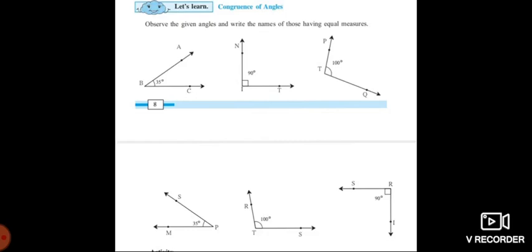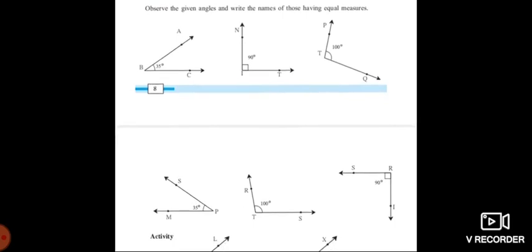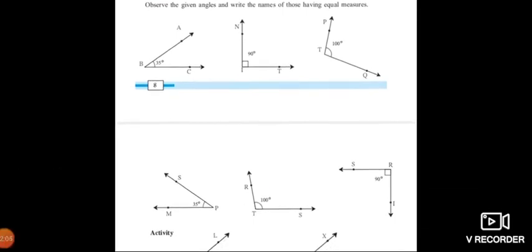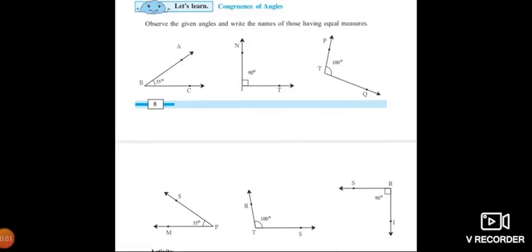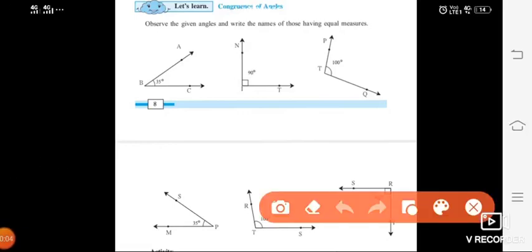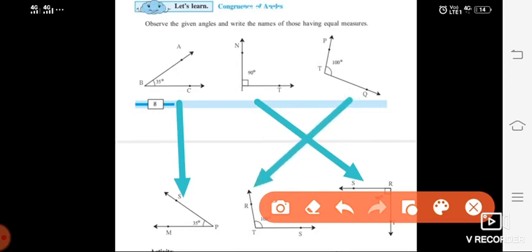So now looking at these angles, can you tell me which angles have equal measures? So see, the first one is 35 degree. With that we have another angle of 35 degree, see, it is exactly below it. Yes, so we can say angle ABC is equal to angle SPM. Next pair is of 90 degree, so here is one angle, here is the other one, and the last pair is both of 100 degree.